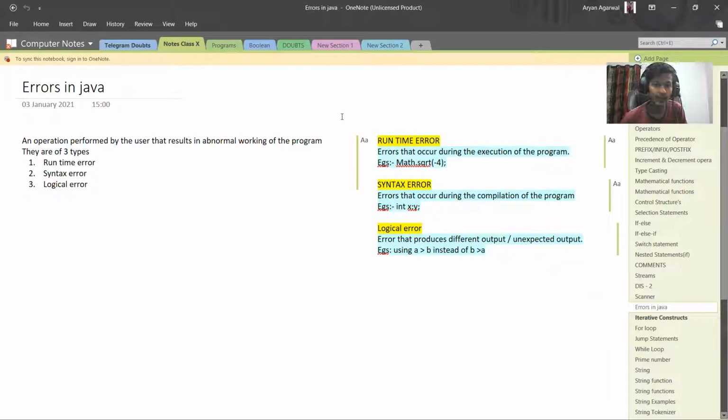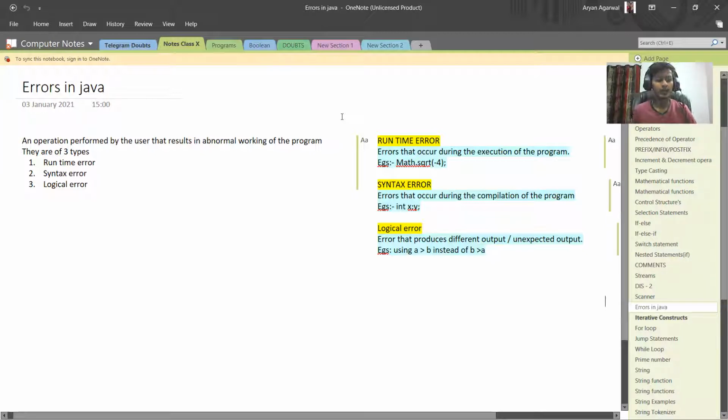What do I mean by runtime error? Errors that occur during the runtime of the program. What do I mean by runtime? During the execution of the program. So, what type of error will we encounter during the runtime? Like some mathematical error has occurred. Square root of -4. You can't calculate the square root of a negative number. Therefore, this will occur during the runtime.